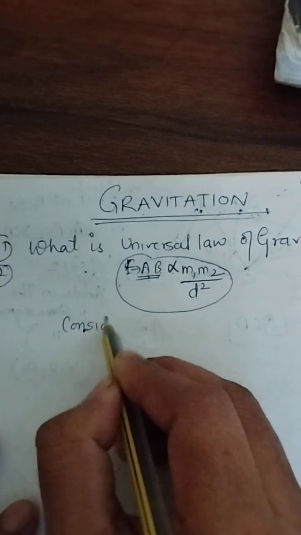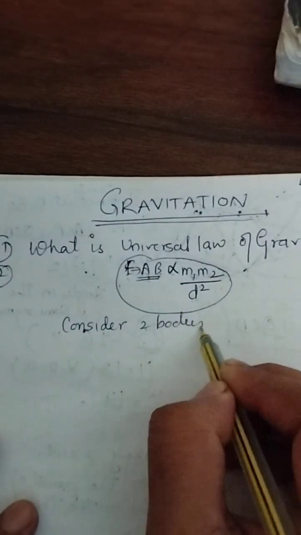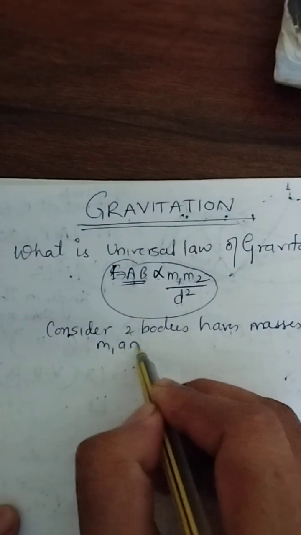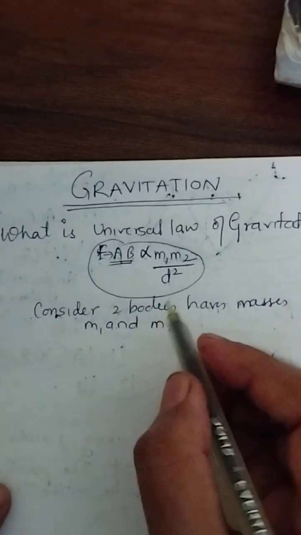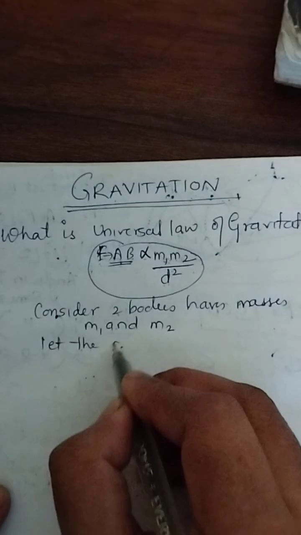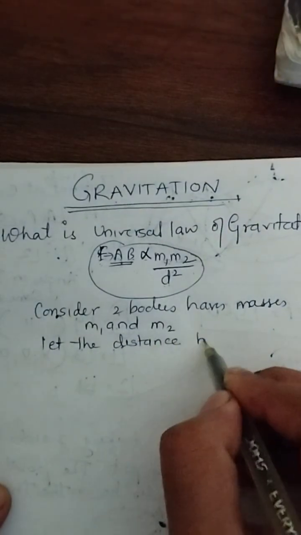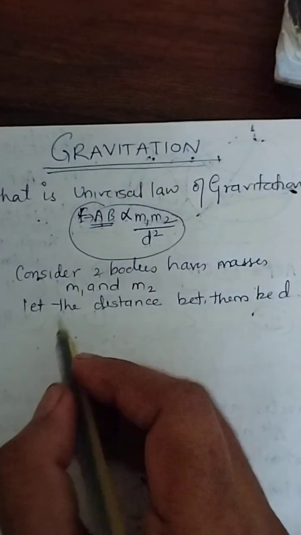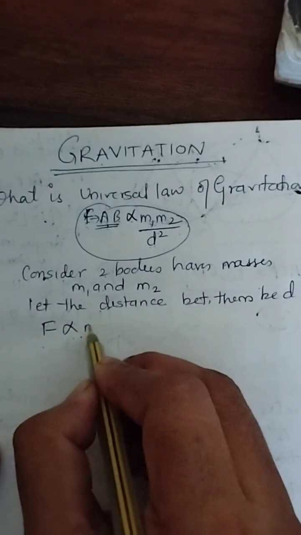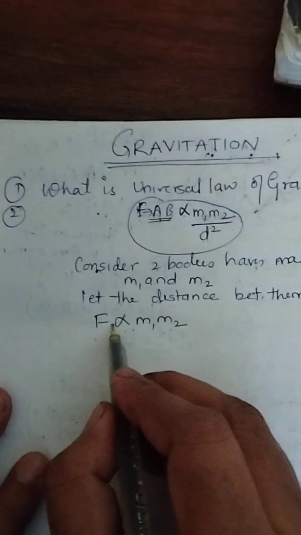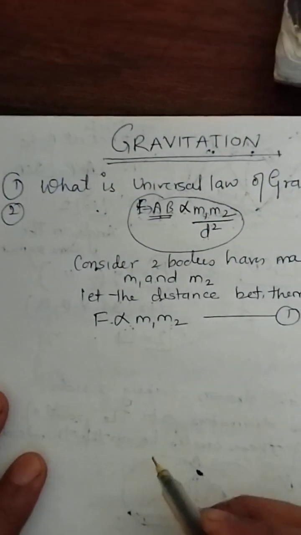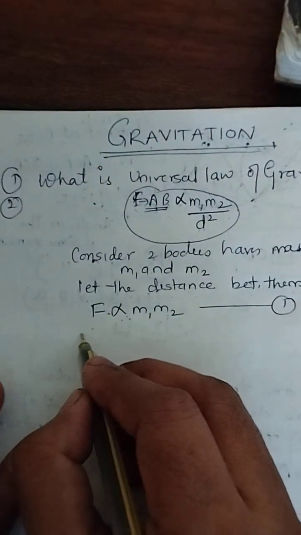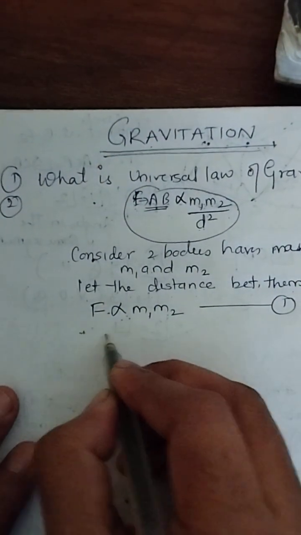Consider two bodies having masses m1 and m2. Let the distance between them be equal to d. We know force is directly proportional to the product of the masses, so F is directly proportional to m1 m2. This is the first proportion, and you have to write it. Then second, you will write that force is inversely proportional to the square of the distance.